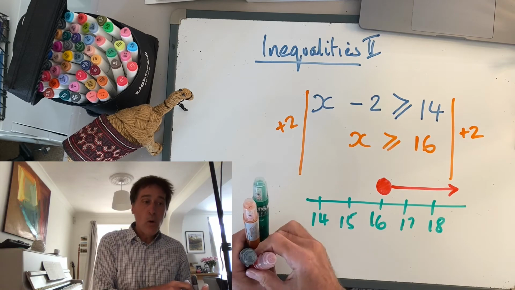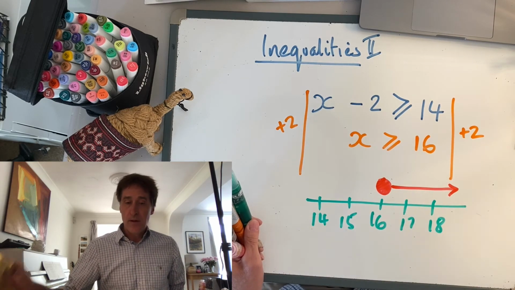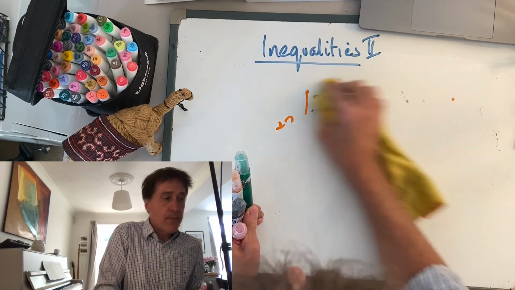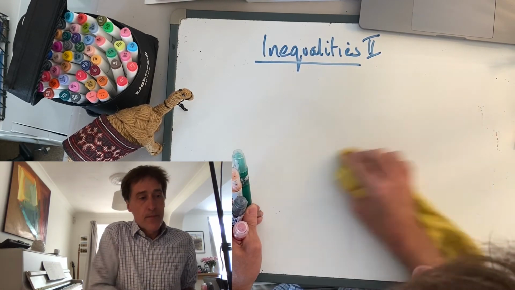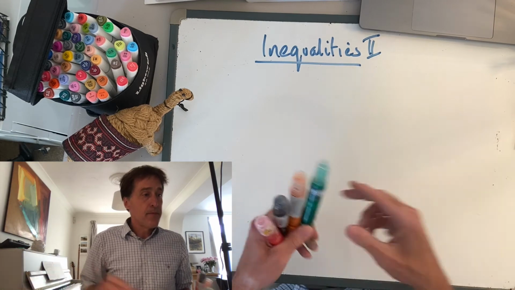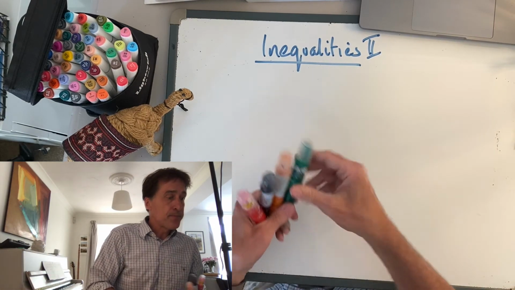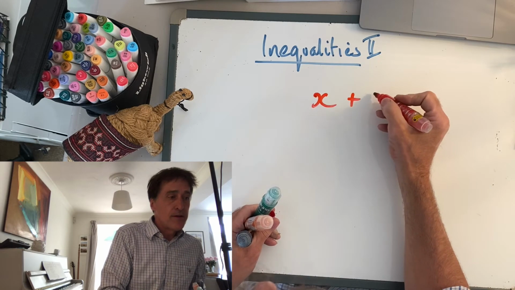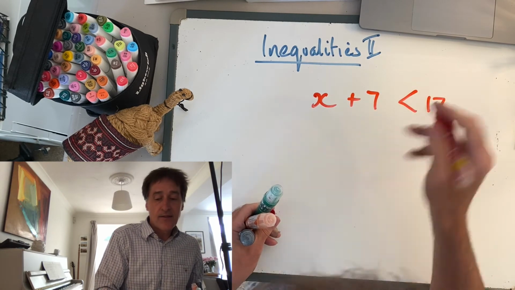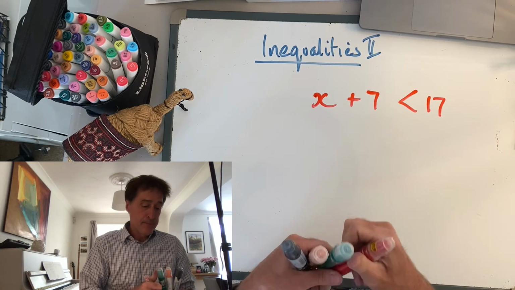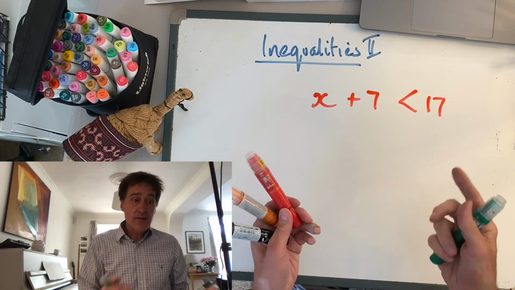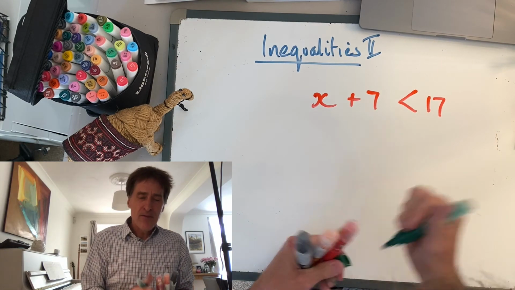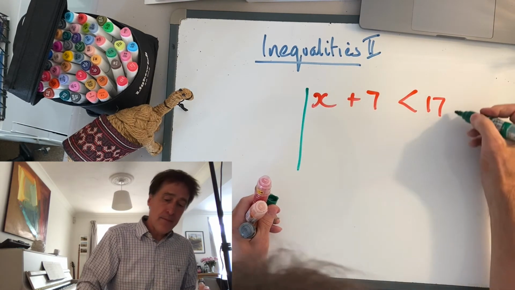Let's do one more example. Okay, one more. So x plus 7 is less than 17. In the next video, I'm going to try slightly harder questions than this and see what you can do, okay? But for now, let's just practice at this point here.